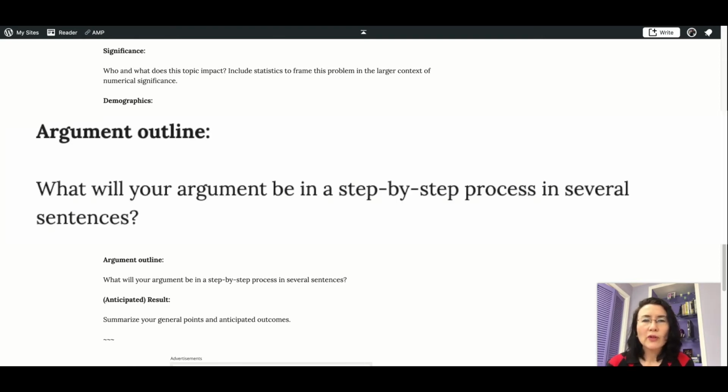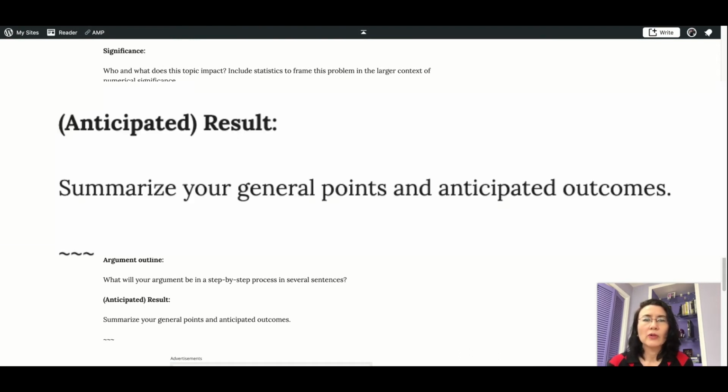And then just overview your argument, step by step. You're arguing A, B, and then C. So really outline and be specific about your argument. And then your anticipated results. What do you anticipate your conclusions will be, or what were your conclusions? And so summarize that in the final sentence or 2 in your abstract.